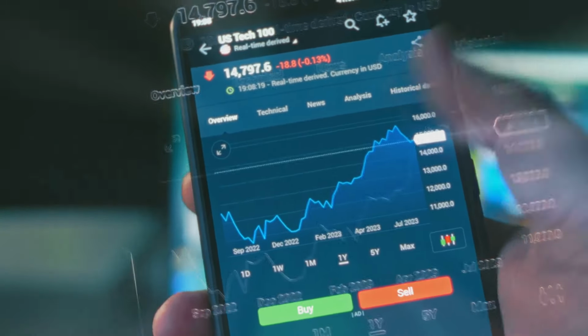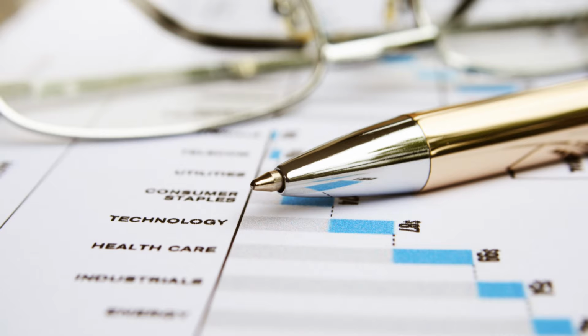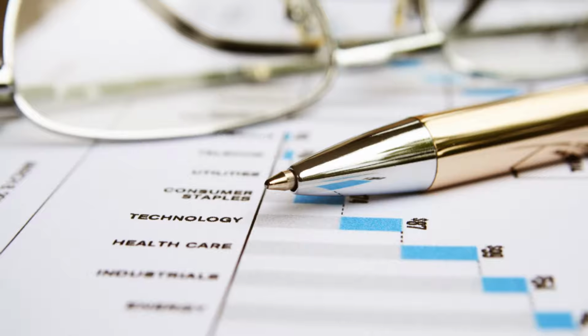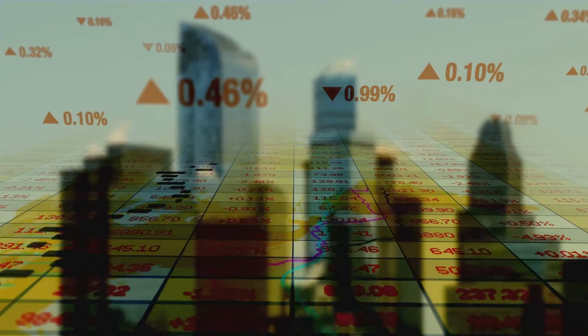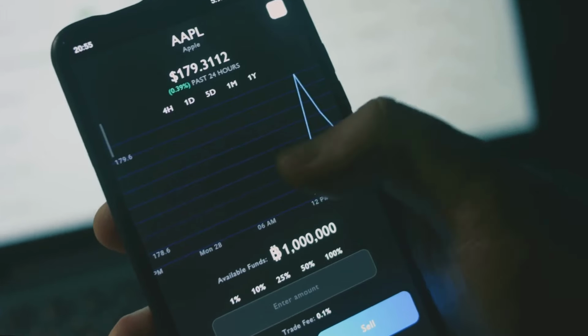For example, Apple trades at $150 per share and has earnings per share of $5. This makes the PE ratio equal to 30. If the industry average is around 25, Apple's stock may be considered slightly expensive.